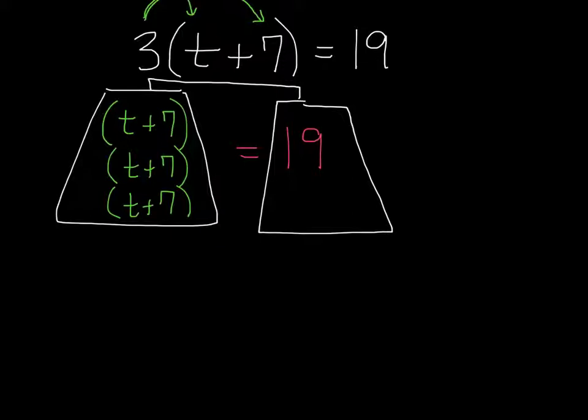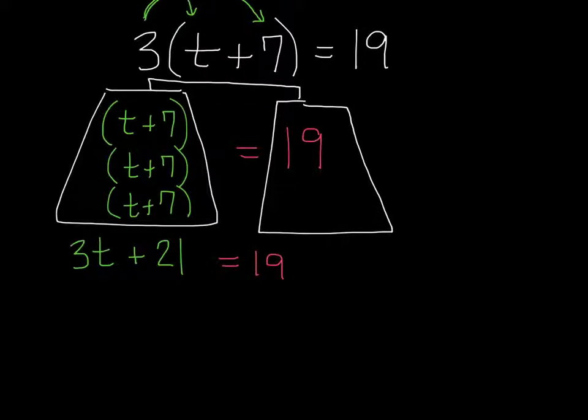Let's find out what we have on this side. So this is t plus t plus t, so that's a total of 3 t's. I've got 3 t's, and I've got 7 plus 7 plus 7, that's 21. So I've got 21 and 3 t's, 3 of something I don't know, that give me 19. So let's write that part here. Equals 19. So let's figure out what the t is.